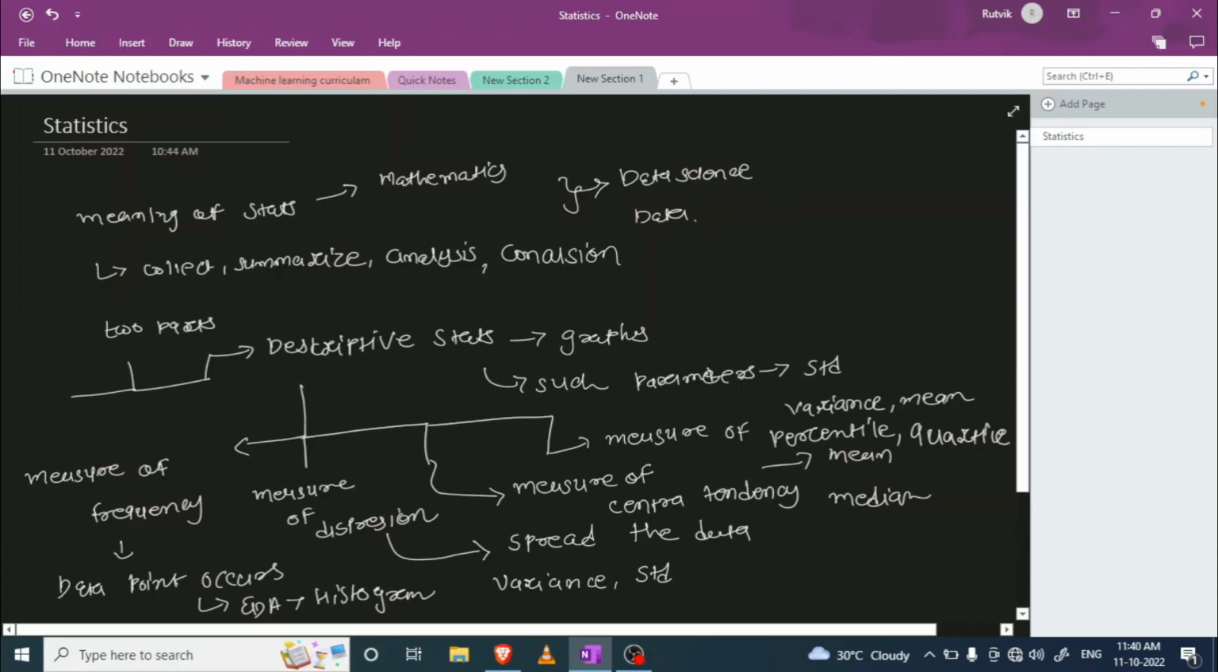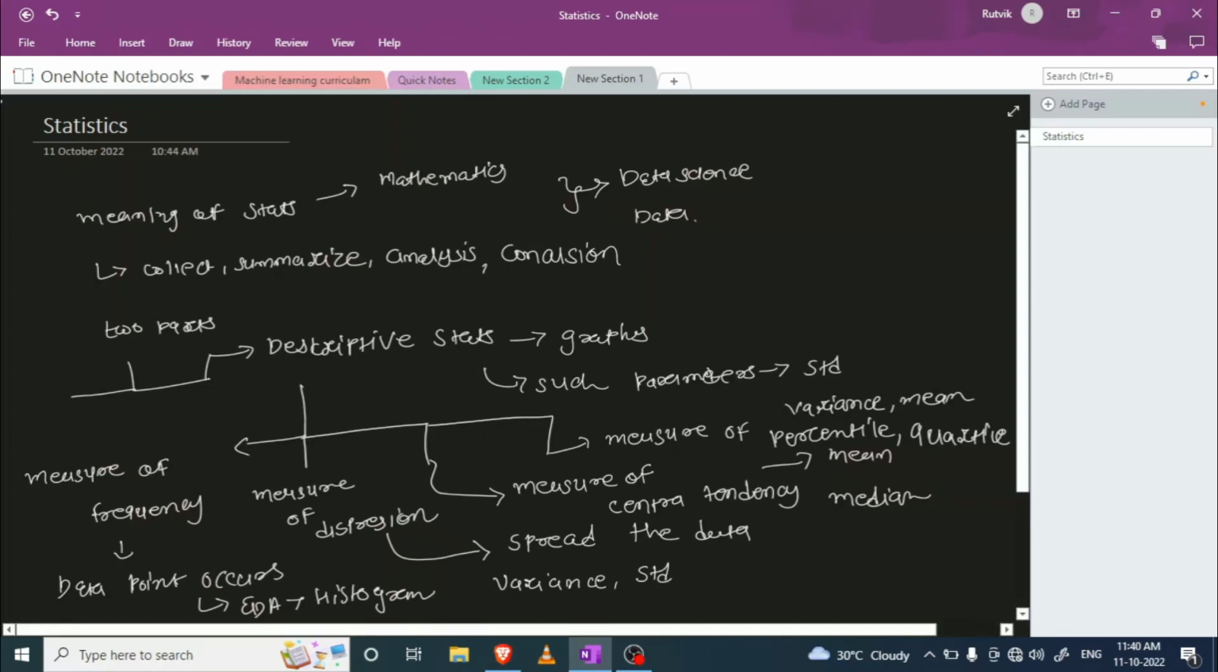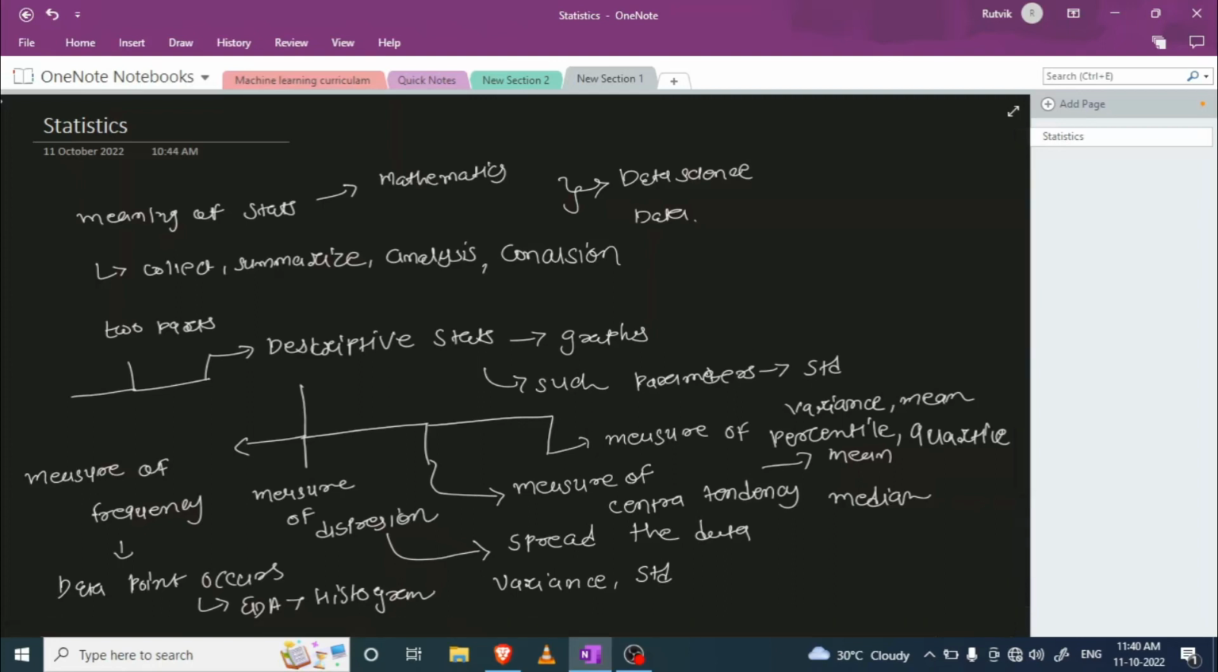As a conclusion, in descriptive stats we analyze or summarize the data with the help of four different parts. The first is measure of frequency, the second is measure of dispersion, the third is measure of central tendency, and the fourth is measure of percentile and quartile. So this is all about descriptive stats.